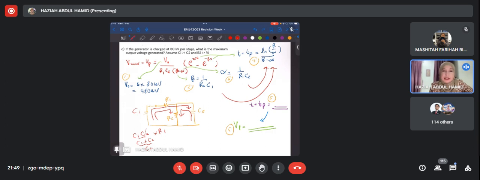Tapi similarly lah, kalau dia discharge time tu, dia akan bypass R1 pula. Sebab dia assume R1 tu smaller, so dia akan jadi macam short circuit. Okay, short circuit. So that's why dia akan flow to R2 only. Both capacitors C1 and C2 akan discharge through R2. Right.